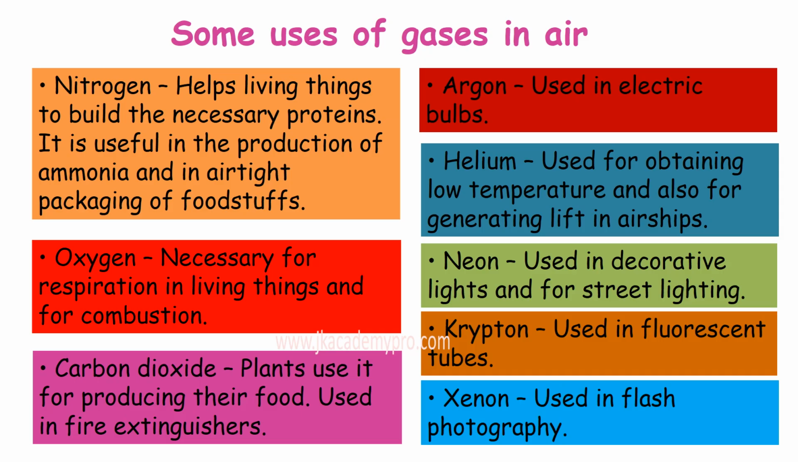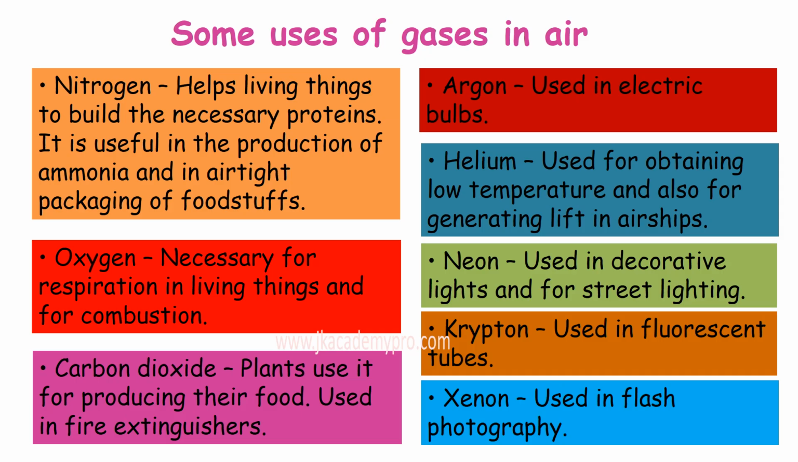Now, the second type of gas is oxygen. Oxygen, we all know, is necessary for respiration in living things and for combustion. What do you mean by combustion? Combustion means burning of a substance. The third gas is carbon dioxide. Plants use it for producing their food and it is also used in fire extinguishers. We have seen the fire extinguishers that are placed in all of the major buildings, in schools, and in hospitals. So, carbon dioxide gas is used in these fire extinguishers.